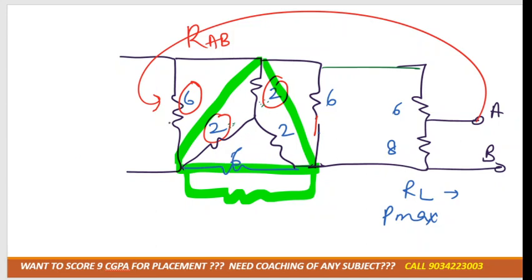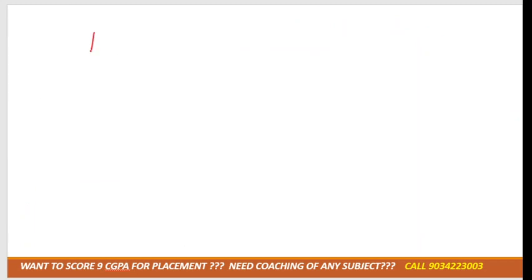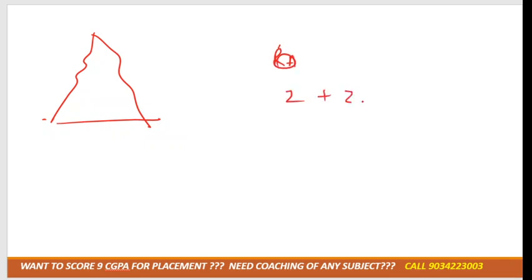Okay, if we convert this 2, 2, 2 into delta, can you tell me what would be the value? Remember the formula from star to delta? What is the formula for the star to delta? Suppose RA means 2 plus 2 plus 2 into 2 divided by 2, right? 4 plus 2, that would be 6, right?